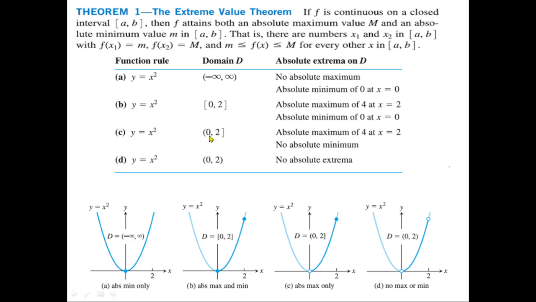For y equal to x square on the interval 0 to 2 excluding 0, 0 is excluded, so we cannot say there is a minimum value, but we can say the maximum value is at x equal to 2, the absolute maximum only, and that value is 4. For 0 to 2 excluding both 0 and 2, there is no maximum and no minimum value, no absolute maximum, no absolute minimum, that is, no absolute extrema.